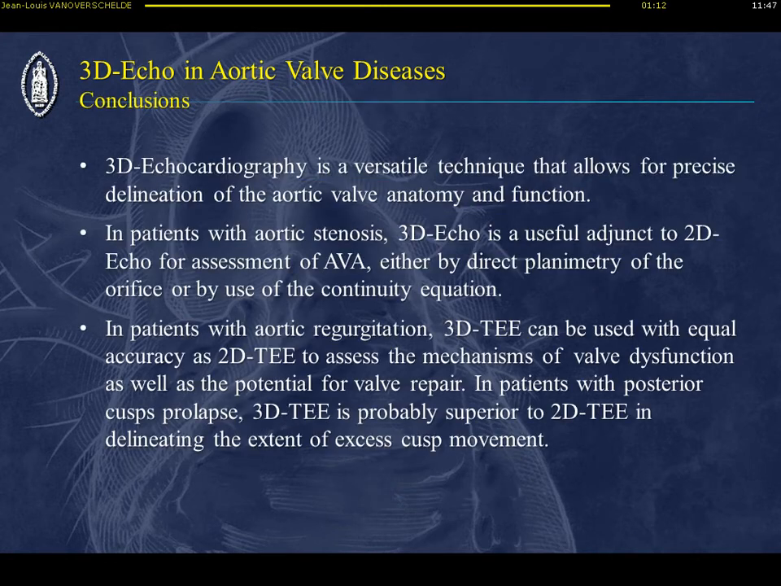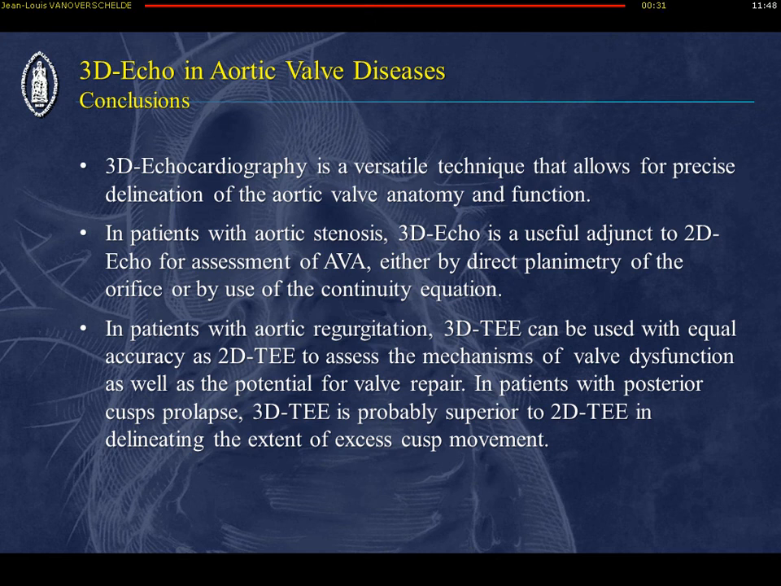So in conclusion, 3D echo is clearly a versatile technique that allows for precise delineation of the aortic valve anatomy and function. In patients with aortic stenosis, 3D echo can be a useful adjunct for 2D echo for the assessment of aortic valve area. You can do it either by direct planimetry of the orifice or by use of the continuity equation when you use a stroke volume by evaluation of left ventricle volumes. In patients with aortic valve regurgitation, 3D echo can be used with equal accuracy to 2D echo to assess the mechanism of valve dysfunction and for the potential of valve repair.